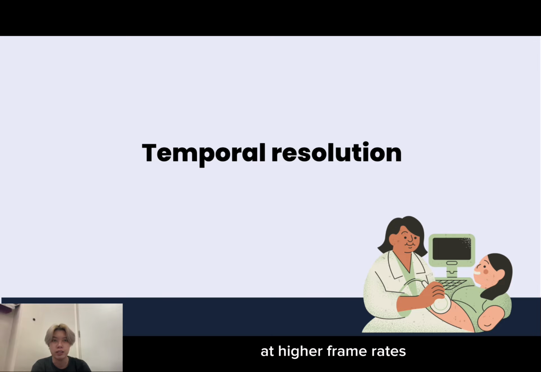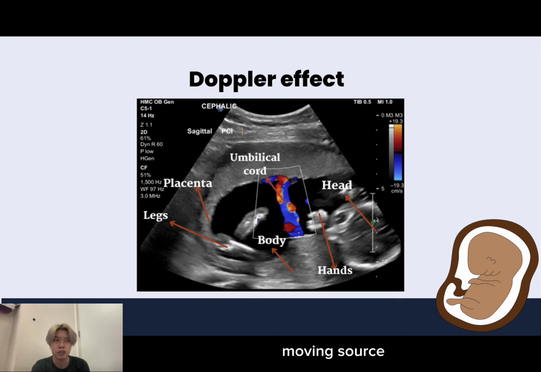The Doppler effect in ultrasound involves the shift in frequency of sound waves emitted from a moving source or reflecting off a moving target. Doppler ultrasound is useful for evaluating blood flow in a number of medical contexts, such as obstetrics, vascular investigations, and cardiology.